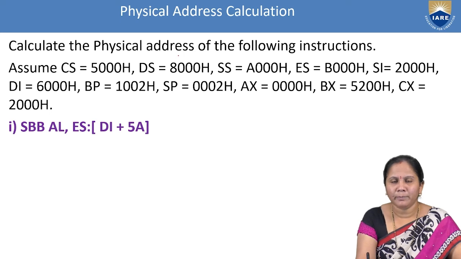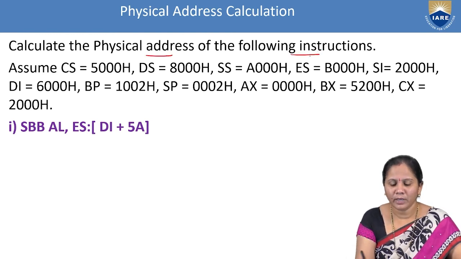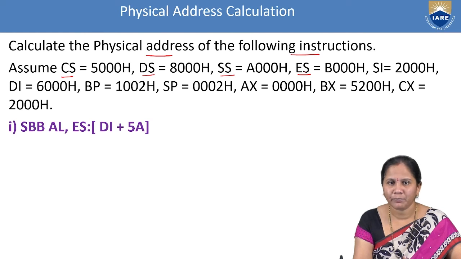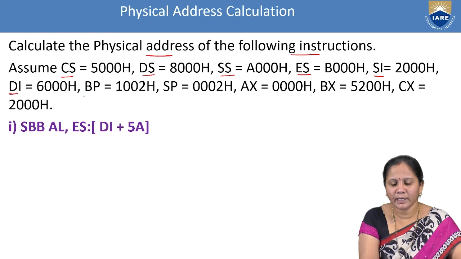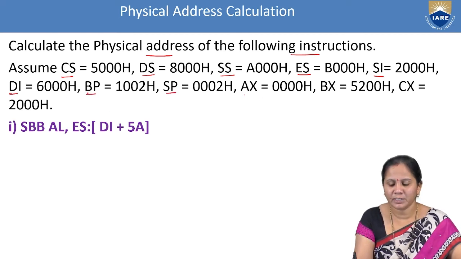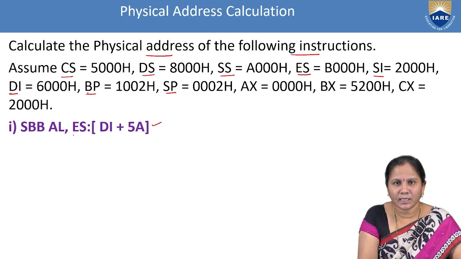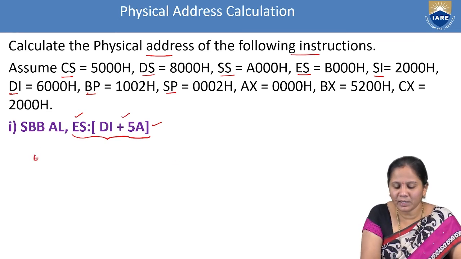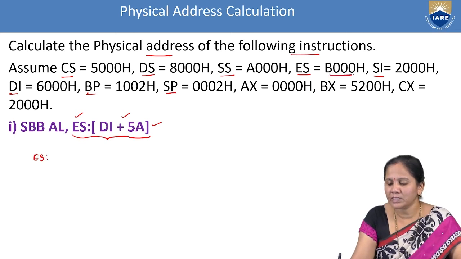Now, using the same procedure, calculate the physical address of the following instructions. Here also the code segment value is given, data segment, stack segment and extra segment. These are the 4 segment registers which produce the 16-bit segment address. And SI, DI are index registers, BP, SP are pointer registers, and these give the offset address. But based on the instruction, we have to find the offset address using the given data. In this example, looking at this part of the instruction, they have given which segment address and which offset address we have to consider. So here the segment address is ES.